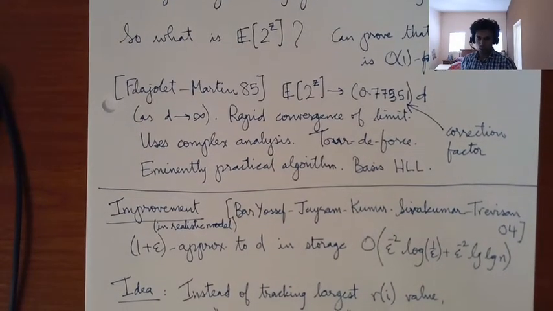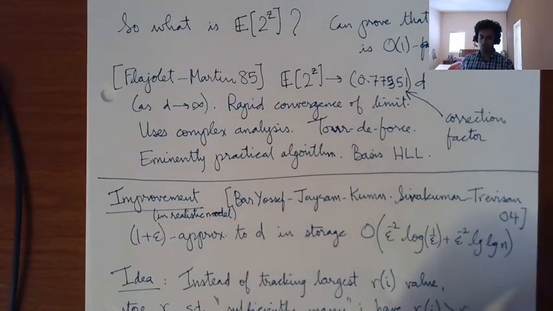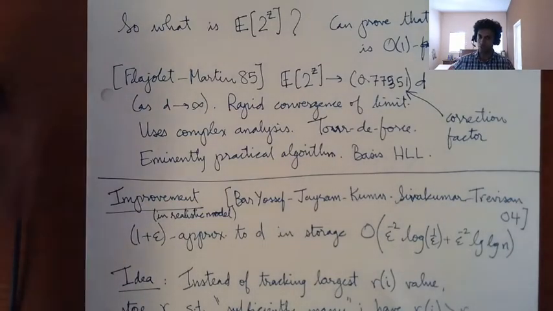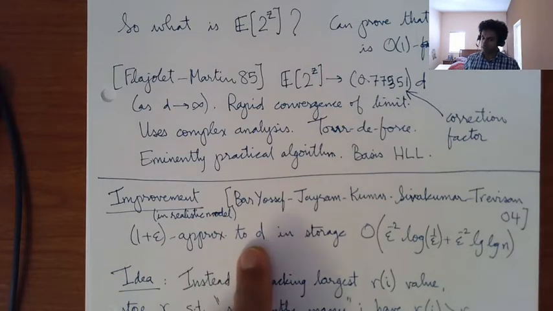And what I'm now going to describe is an improvement by Bar-Yossef et al. Now, this is a theoretical improvement, because in practice, what Flajolet-Martin showed was essentially the probabilistic counting algorithm can be made eminently practical. And so what Bar-Yossef et al. gave is a 1 plus epsilon approximation to the number of distinct elements.